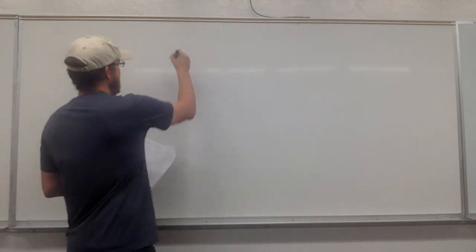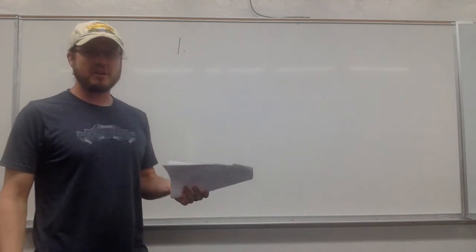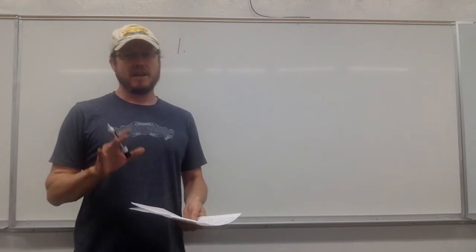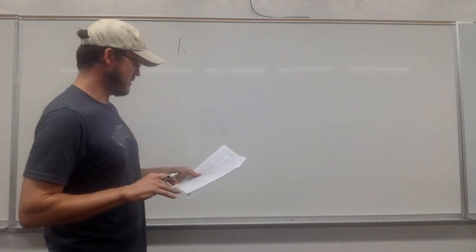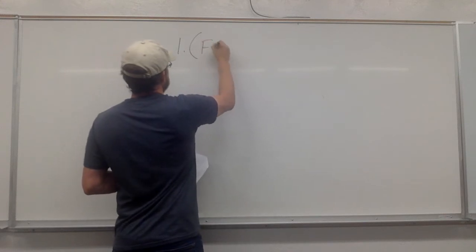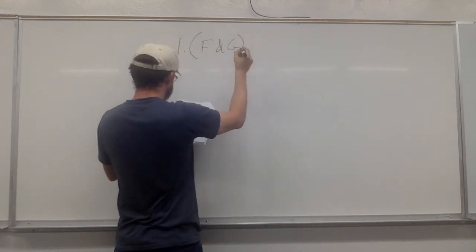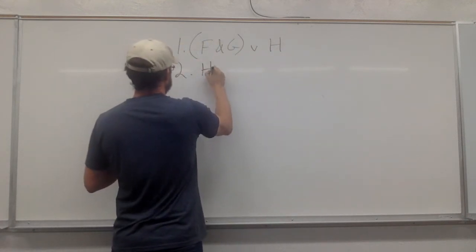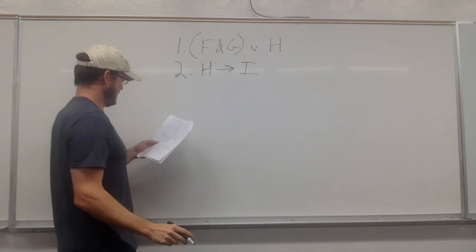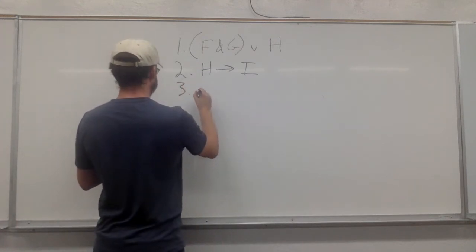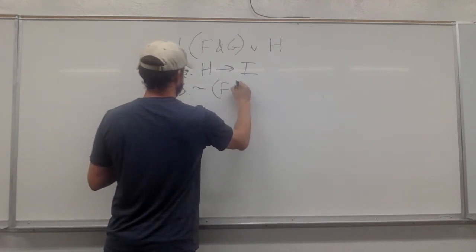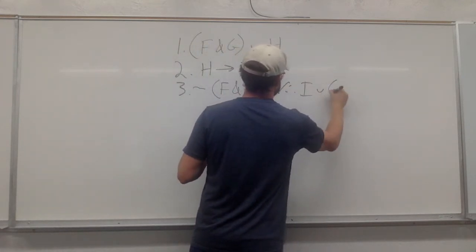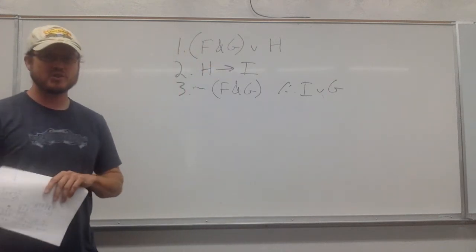All right, so again, you're looking at all the rules, so take a look at page 72, and you're now not restricted to those 4, you're looking at all 9, and I'm going to write up the proof, and then I'm going to do it slowly. So it starts out with an F and G in parentheses, or H, and then an H arrow I, and then a not F and G, conclusion I or G. Okay, so there's your proof.